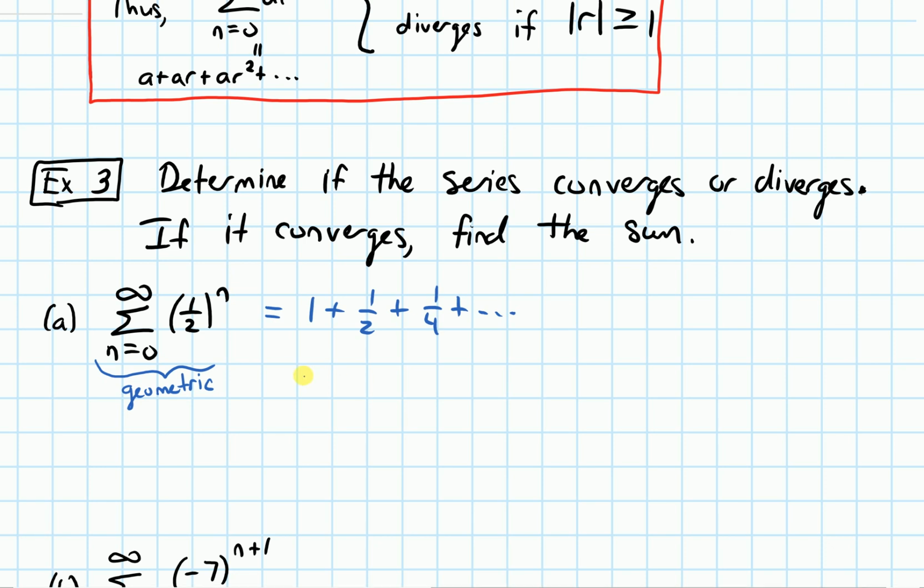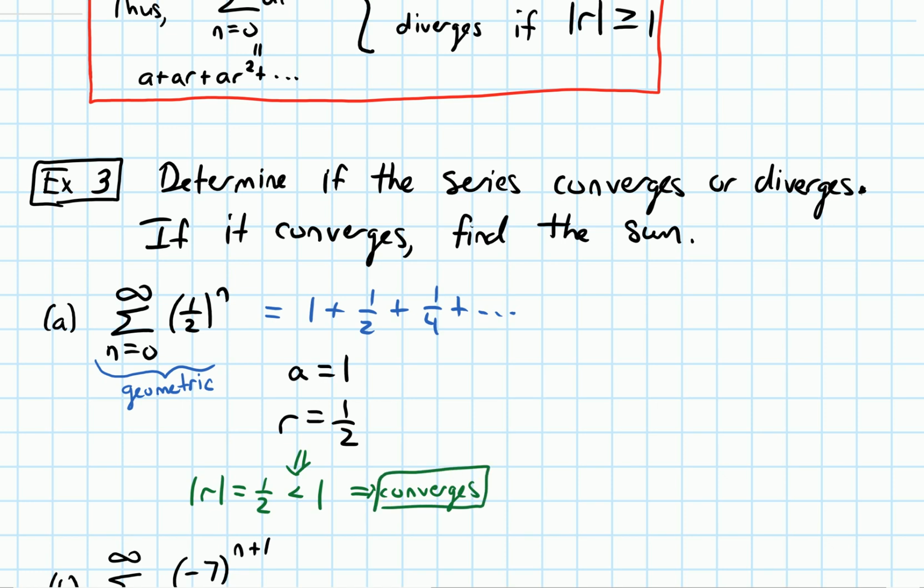So for this series, we need to know what the first term is. I'm going to call that A. The first term is 1. And what R is. The common ratio in this case is 1/2. And because the absolute value of R is just 1/2 here, which is less than 1, because the absolute value of R is less than 1, that's what tells me that it converges. So this tells me that my series converges. So at this point, we've answered that part of the question.